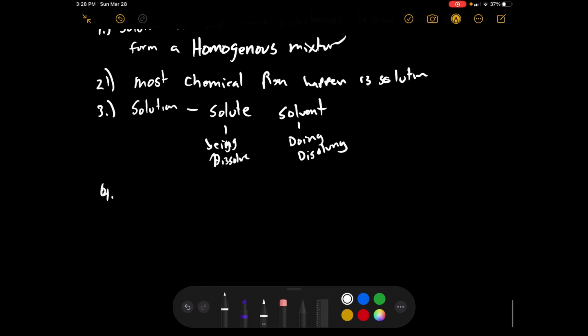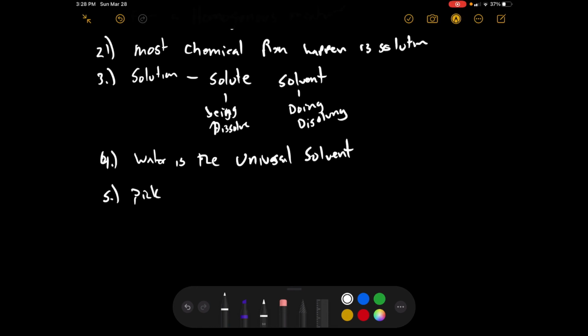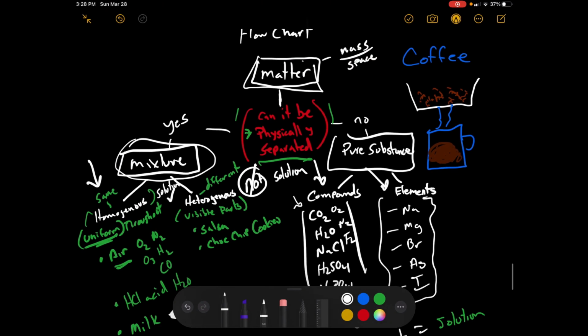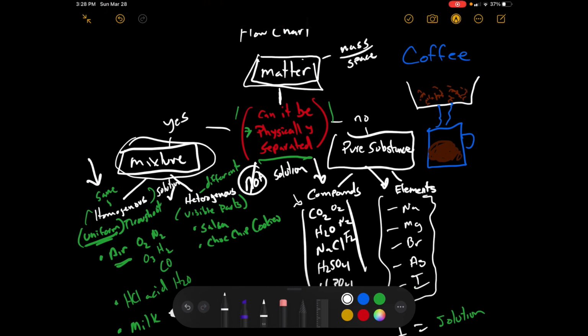You should have learned that water is considered the universal solvent because it's a polar molecule and it can pull apart many different solutes. You should have learned how to pick out the solute and the solvent. And then you should have learned how to pick out what is a solution. If you just follow this flow chart, you should be able to pick out what is a solution.